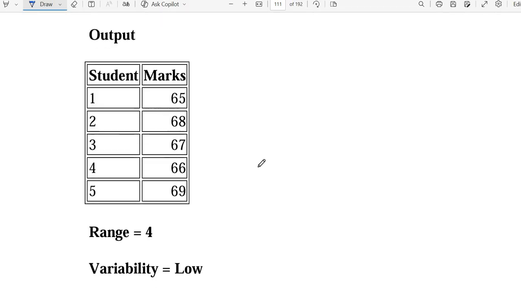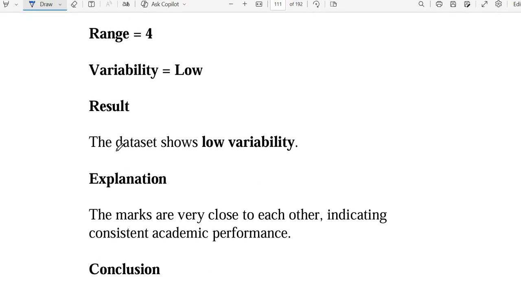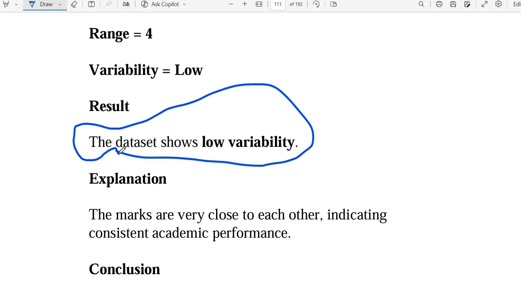Now coming to practical number 12. Okay, first the result of practical number 11: the dataset shows low variability because the range is very low, therefore variability is equal to low, right?